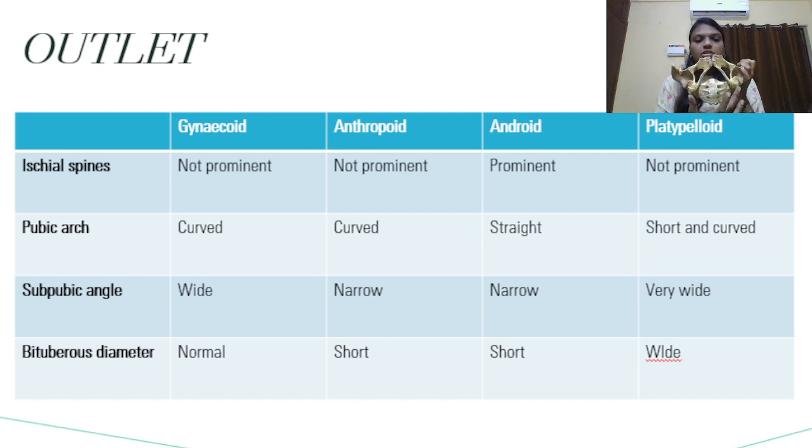And you have to see the bituberous diameter. Normal means usually it admits 4 knuckles. This is the normal bituberous diameter. It is normal in the gynecoid pelvis, whereas it will be short in the anthropoid and android pelvis, and it will be very much wide in the platypelloid pelvis.